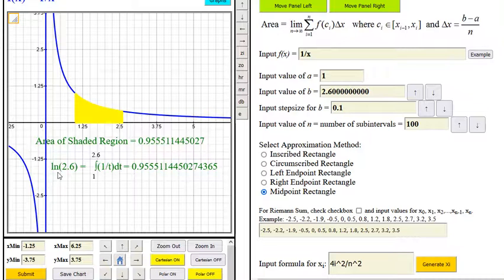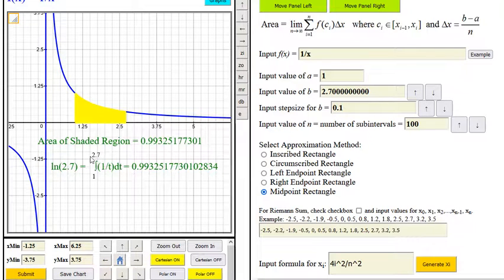And so right now we have natural log of 2.6. And so by definition of natural log, this is the integral from 1 to 2.6. So it's 1 here and then 2.6 here. And this area is 0.95. And the function is 1 over t. And so if we go up to 2.7, then we get 0.99. So the integral from 1 to 2.7 is 0.99.